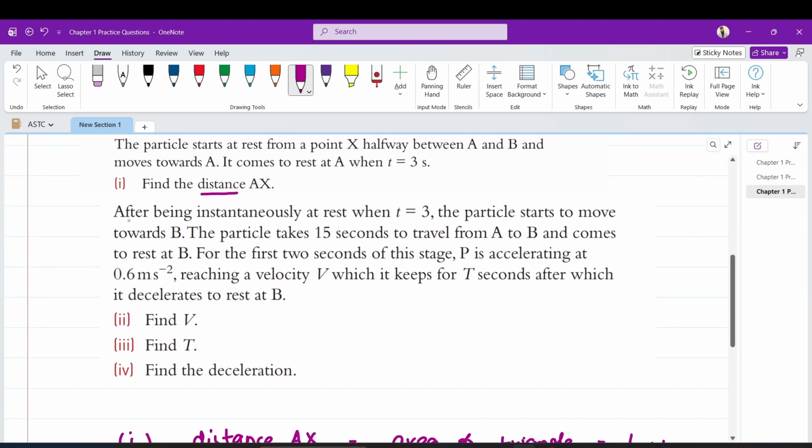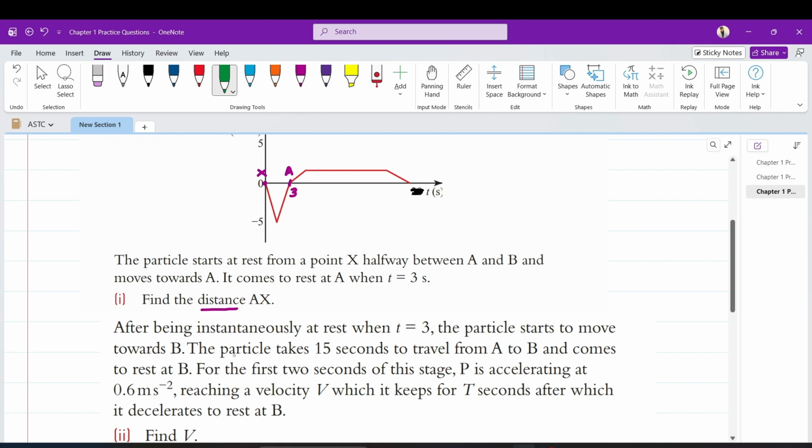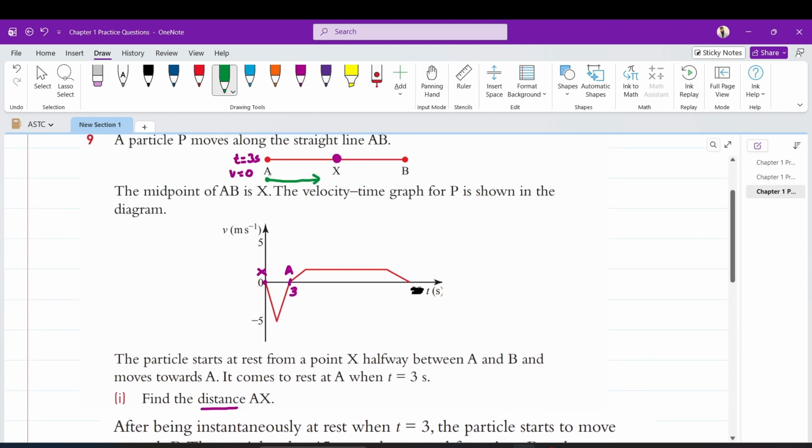Now it says that after being instantaneously at rest when t is equal to 3, the particle starts to move towards B. So now once it has reached this point, the motion has changed. From here, it's moving towards B. The particle takes 15 seconds to travel from A to B, right?